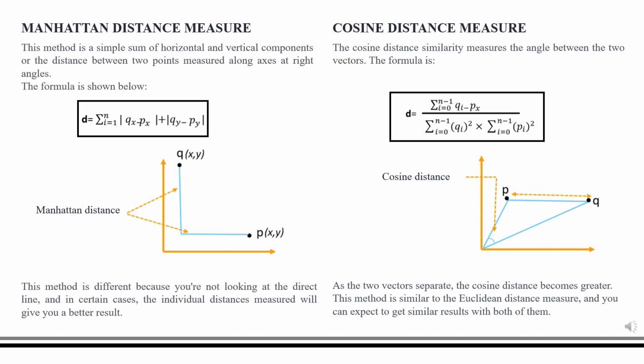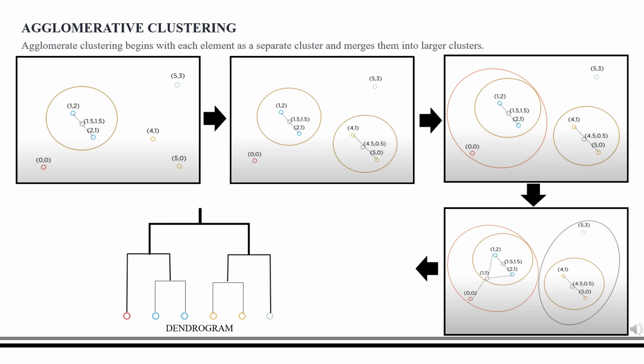Cosine distance measure. The cosine distance similarity measures the angle between the two vectors. As the two vectors separate, the cosine distance becomes greater. This method is similar to the Euclidean distance measure, and you can expect to get similar results with both of them. Let us now take a detailed look at the types of hierarchical clustering, starting with agglomerative clustering.